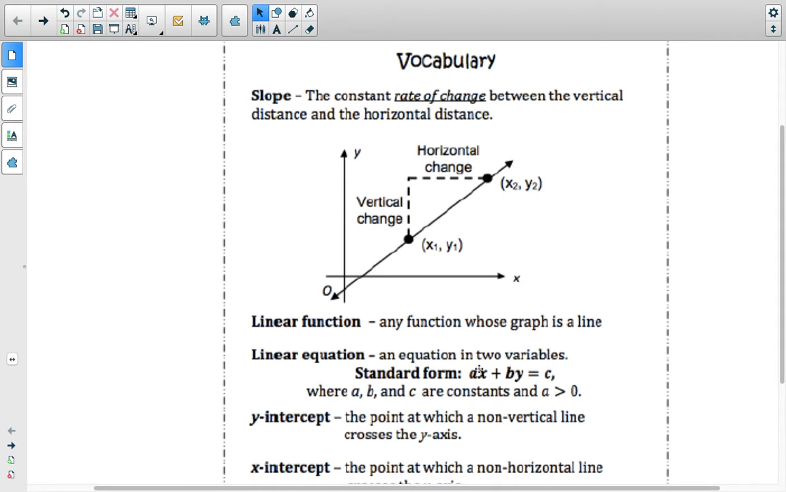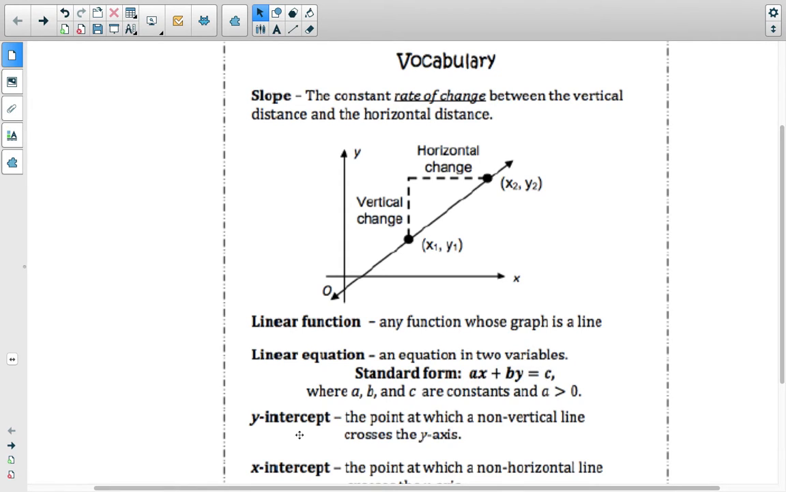If it is a 0 value, then you have no x value. The same for b. If the b value is 0, then you have no y variable. Equals c. C is a constant. C is any type of number that you can have as long as it is real.